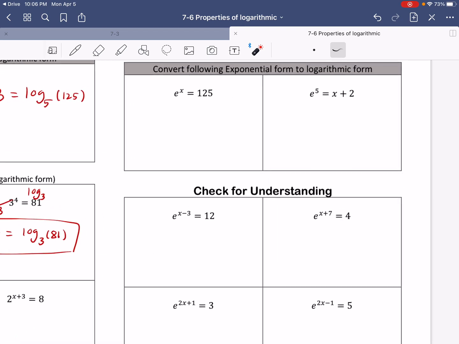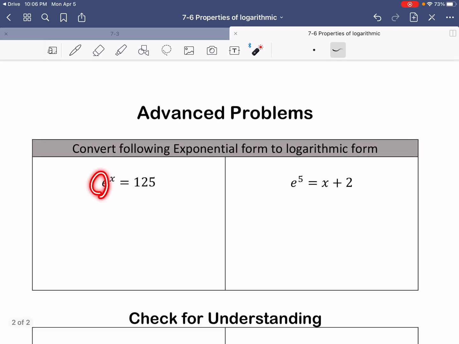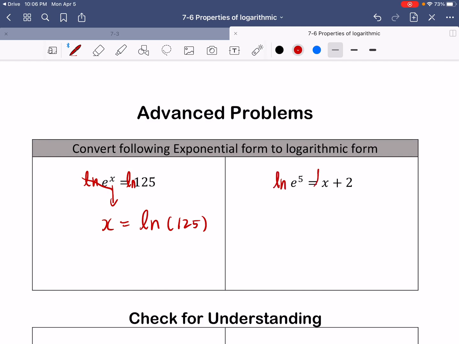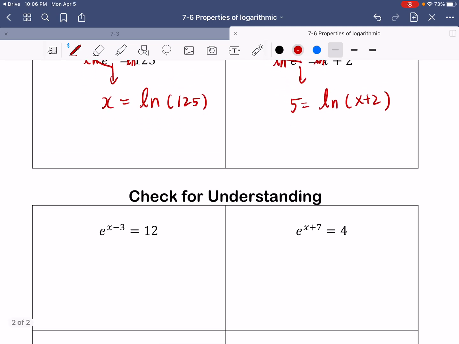Here we go. Advanced question. What if you see e? What can we do? It's very simple. In this case, you cannot even put it into the calculator. You just have to do everything by hand. The opposite of e is natural log. So you're going to do natural log on both sides. So you're going to have what? x left over equals natural log of 125. Same thing here. It's even easier. You just put natural log on both sides. So you have what? 5 equals natural log of (x plus 2). That's what you do. So try this one.